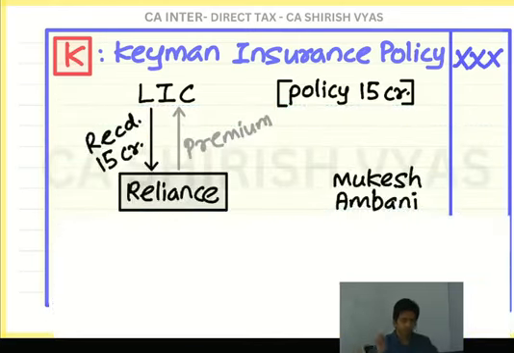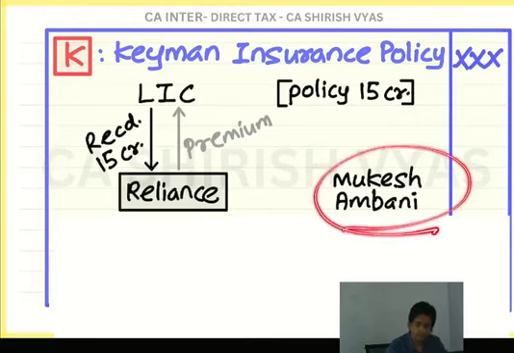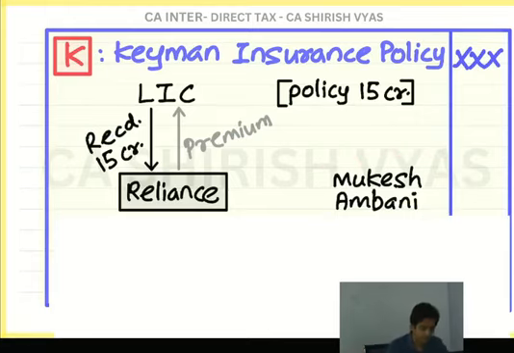Same example. Assume Mukesh Ambani is the key man, a very important person, and Reliance is worried day in, day out about the death of Mukesh. And they are worried not about his family, but about their business. So now what will happen? Every year Reliance will pay premium. And suddenly Mukesh Ambani dies. What will happen? LIC will give a big amount. Assume 15 crores, whatever. That amount is agreed in advance. So this amount Reliance will get. So this is the scheme and insurance policy.